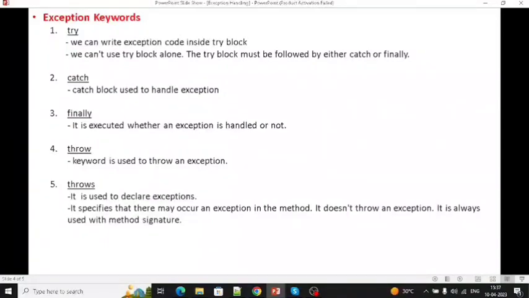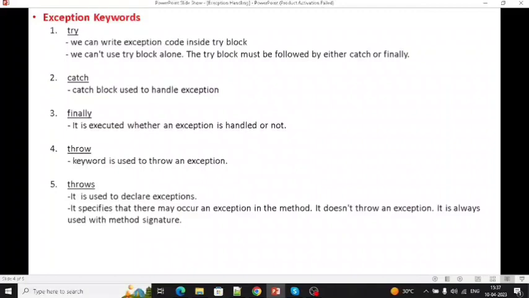Second keyword is catch. So catch is used to handle exception. Third one is finally. It is executed whether an exception is handled or not. Fourth, throw. Throw keyword is used to throw an exception.